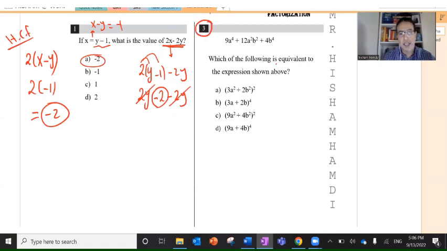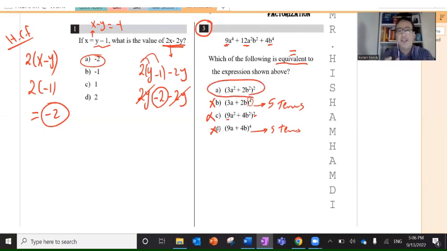Which of the following is equivalent, it means equal, to the expression shown above? As we can see, this is 9, 12, and 4. Of course, I'm going to cancel B and I'm going to cancel D. Why? Because when you expand the bracket to the power of 4, it gives you 5 terms, and as we can see in front of us, it's only 3 terms. And I'm going to cancel C. Why? Because 9 to the power of 2 is 81, and as we can see here, it's 9. So the right answer is A.